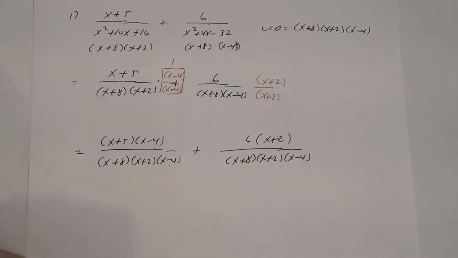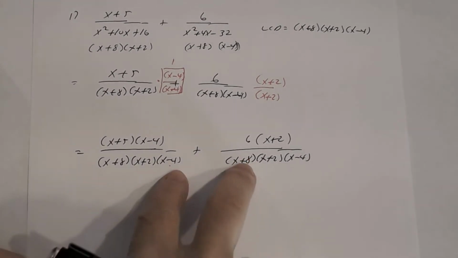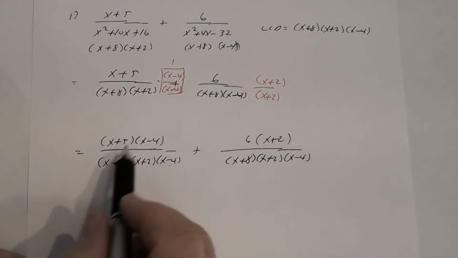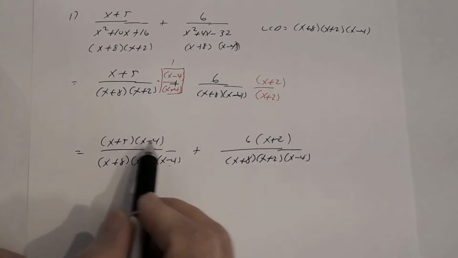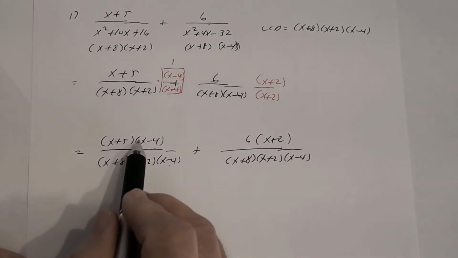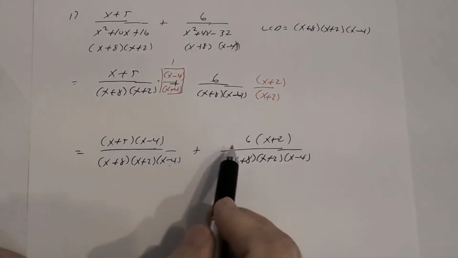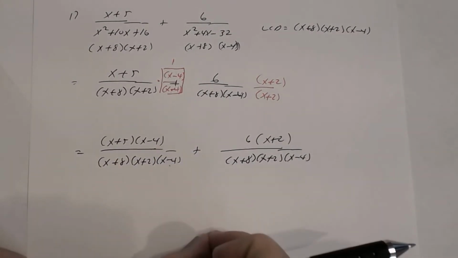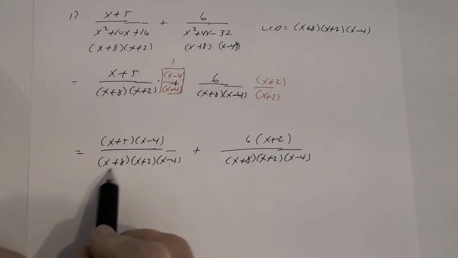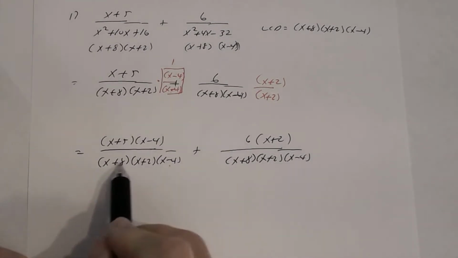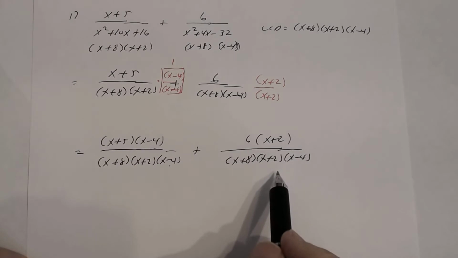So now the denominators are the same, but before we write it as one rational expression, let's go ahead and multiply these numerators out because we need to write those as polynomials so I can add them. So these must be polynomials for me in order to combine like terms. But always leave the denominators in factored form.